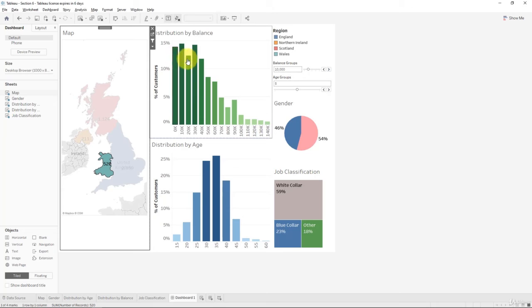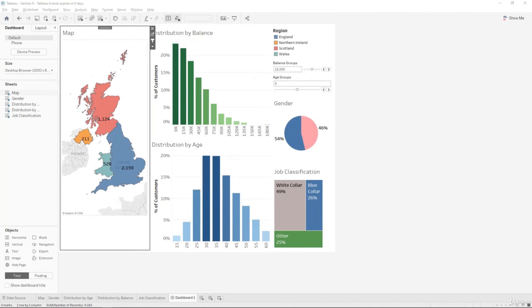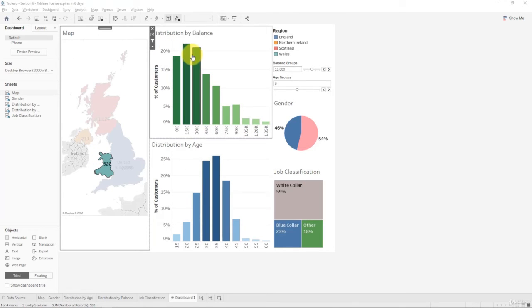We can dig into this further by grouping these balances not into $10,000 groups but into $15,000 groups. And here you can see a different picture. For the overall base, it's still gradually falling off in these balance groups. For Wales, it's actually first going up, then it's staying above the original level of about 18%, and then it's dropping off. So what that is telling us is that in Wales, there's an abnormally large representation of mid-sized balances.